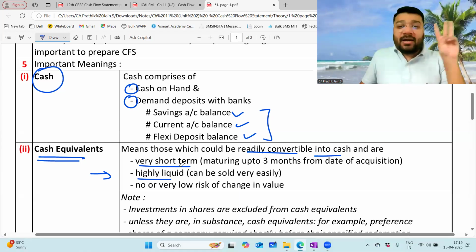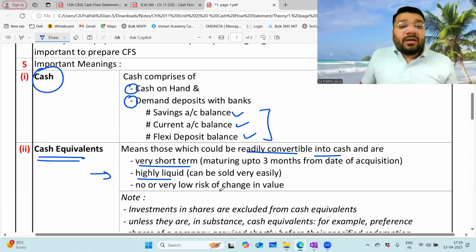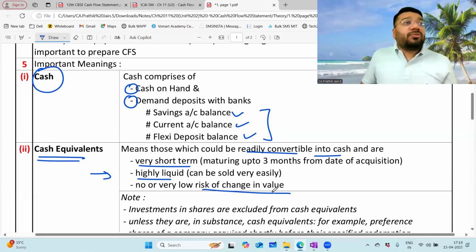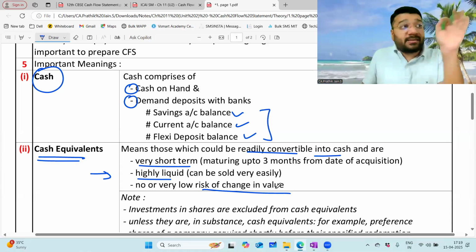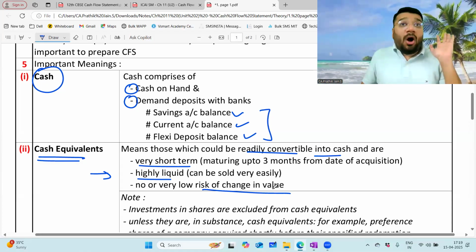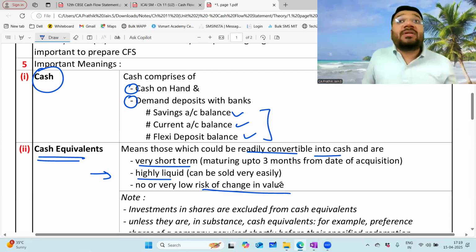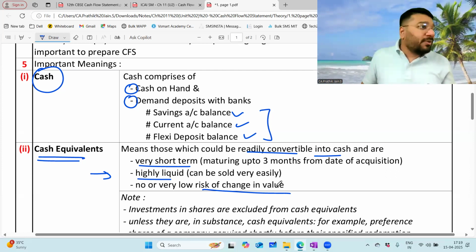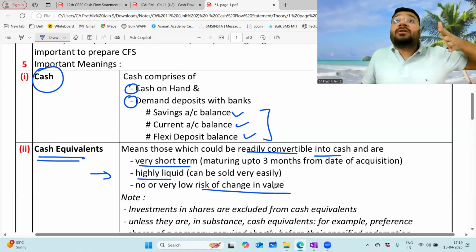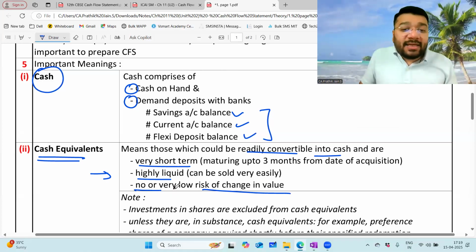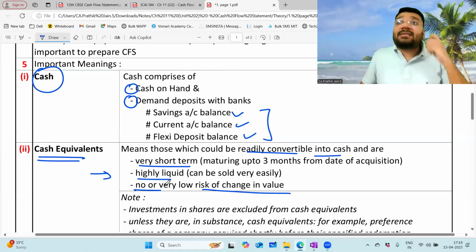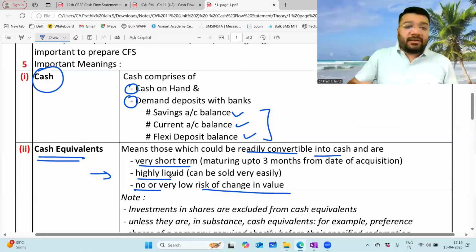Third condition, there should be no risk of change in value. Whatever amount I'm investing, the same amount I should get back. Or there should be a low risk of change in value. If I'm investing 1 lakh rupees, 99,990 rupees should come back at least. Even if a change is there, it should not be very significant. It should be insignificant, which should not affect us. If all these three conditions are satisfied, then you may call that cash equivalent.